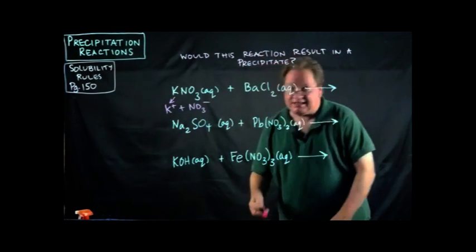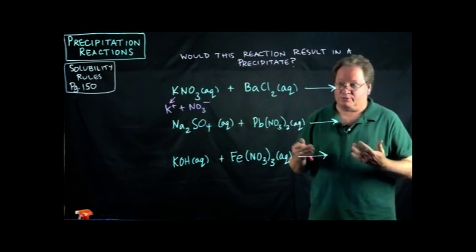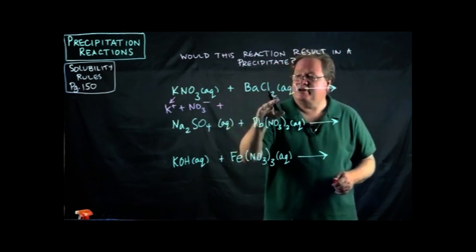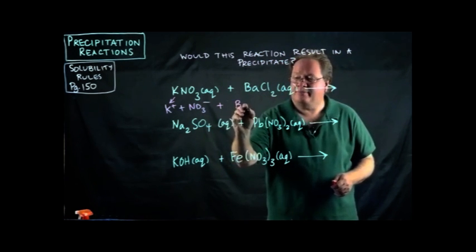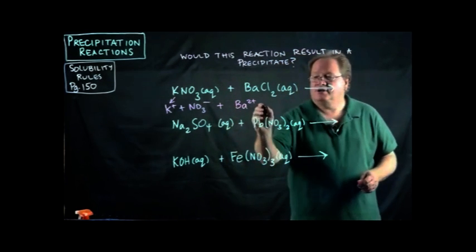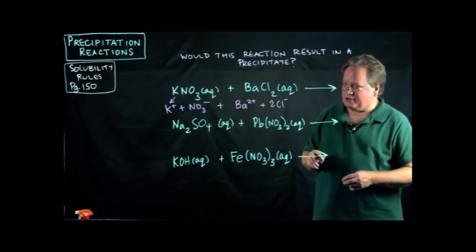You can hopefully see that knowing the charges on these polyatomics is really useful when you get to this kind of stuff. Here I'm going to do the same thing. I'm going to get barium, and I know that barium has a +2 charge. And I'm going to get 2 chlorines, each one with a -1 charge.